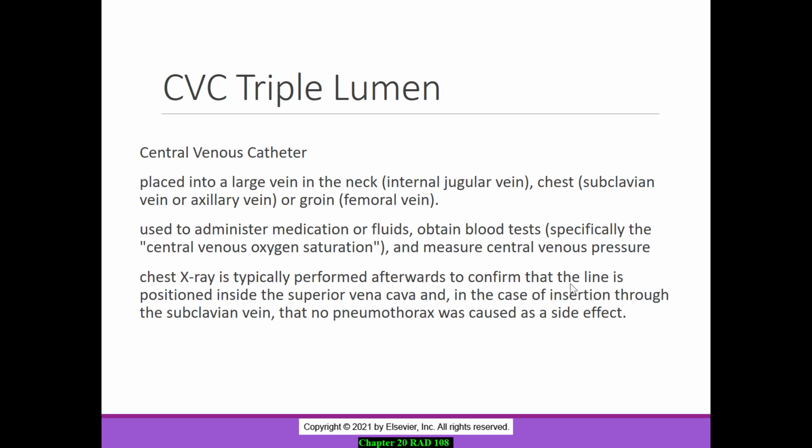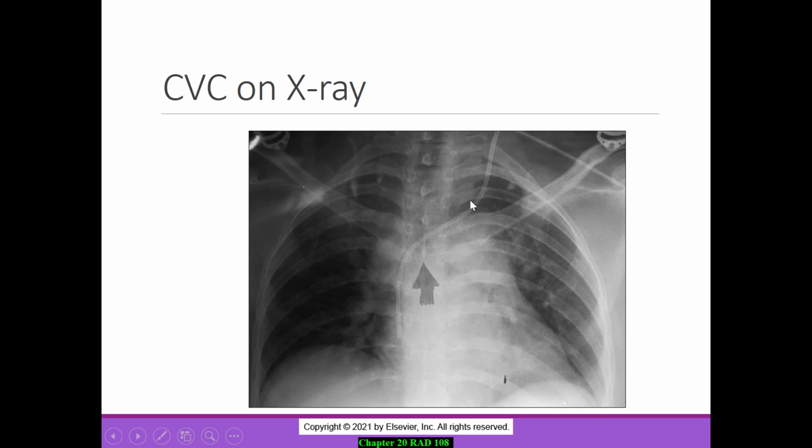We're going to go in, we're going to do a chest x-ray to confirm that the line is placed inside that superior vena cava, and in case of insertion through the subclavian vein, so that there's no pneumothorax that's going to be caused by a side effect with that. So this is what that looks like when it's placed incorrectly.